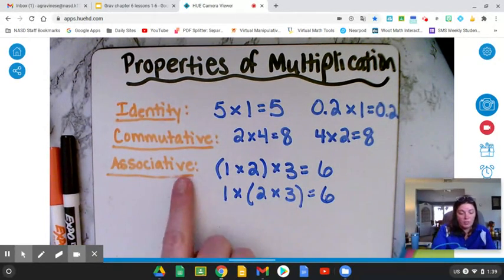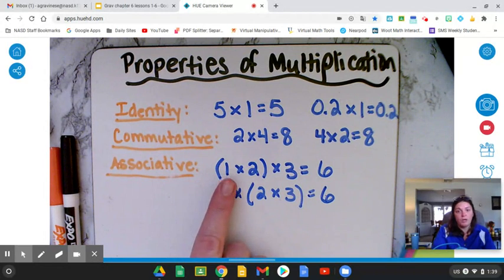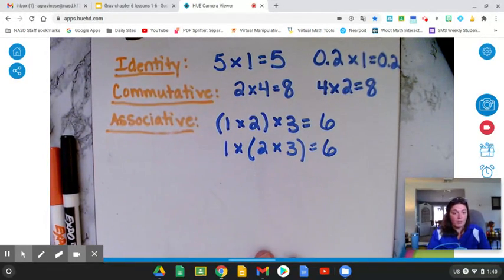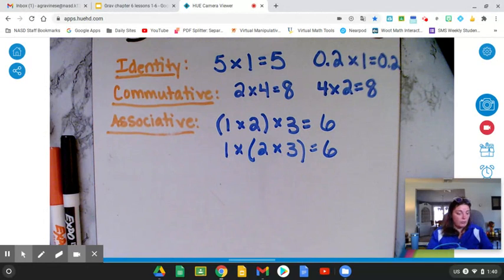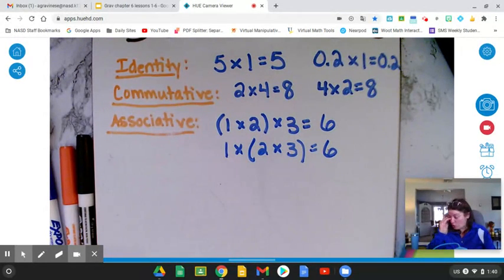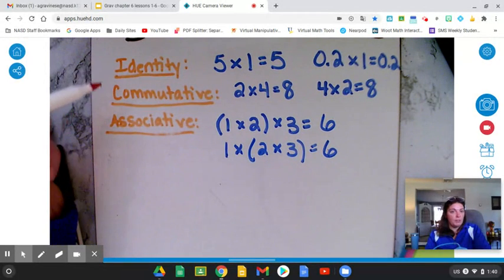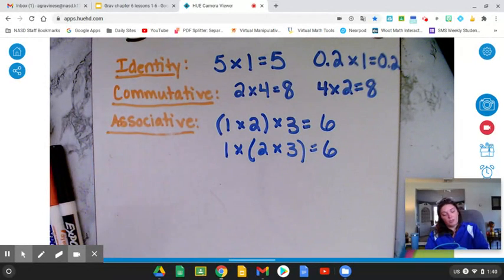Now, you might see a combination of these properties. For example, in the associative example, I used the identity property because I multiplied by 1. All right? So I'm going to give you some number sentences, and I want you to think about which property I'm highlighting. Okay, and your options are the identity property, the commutative property, or the associative property. All right, here's our first one.